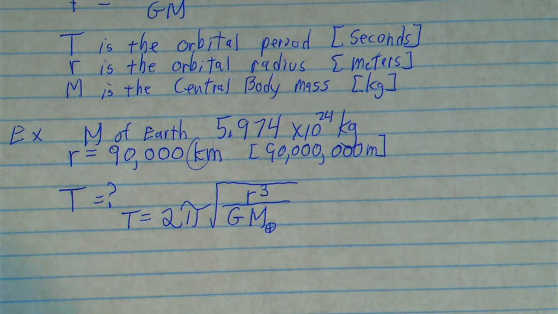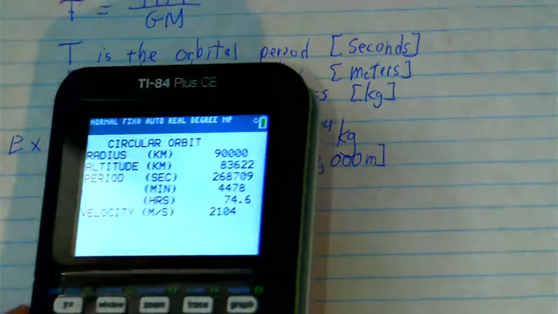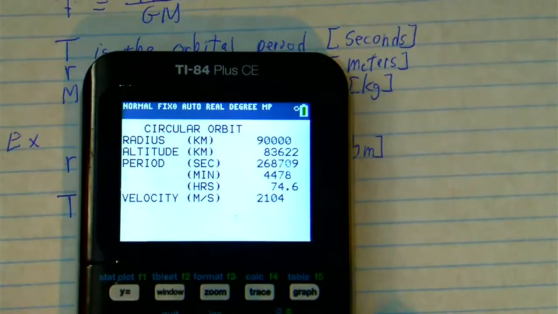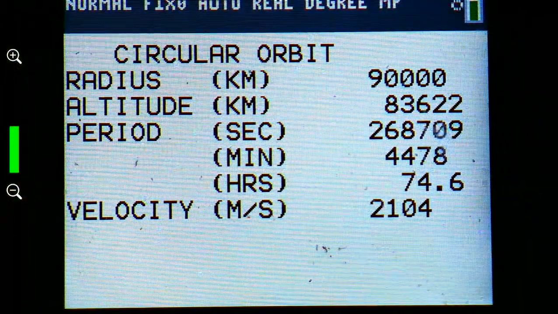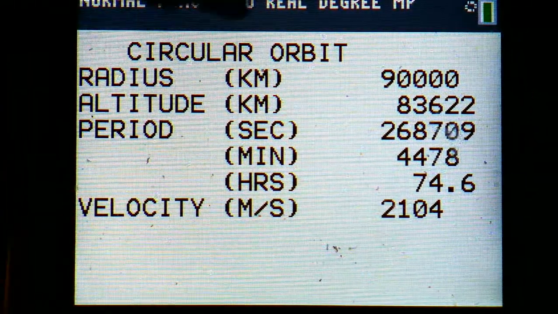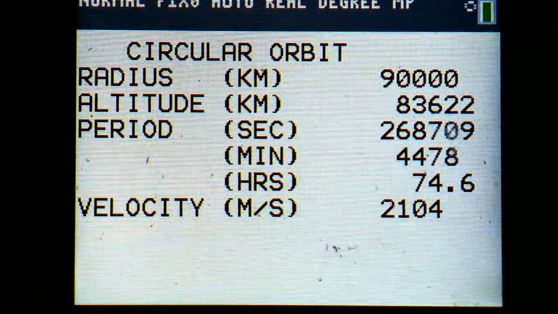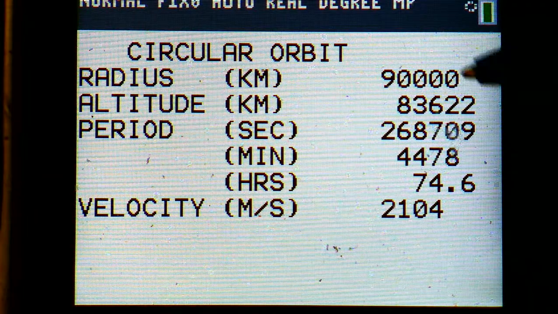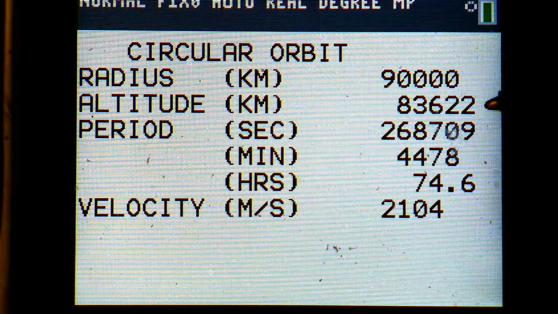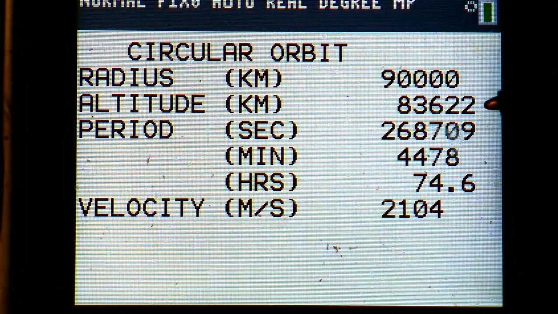Okay, well, for my convenience, I actually wrote a program to do this sort of calculation for me because I did this over and over and over again as I did my research. So here you can see the result of my program. For the Earth as a central body, a radius of 90,000 kilometers corresponds to an altitude of 83,622 kilometers.